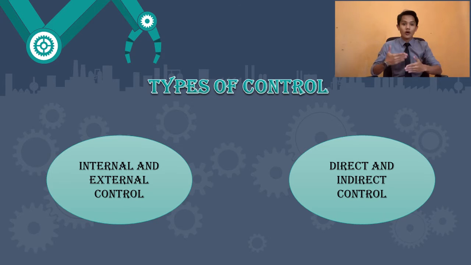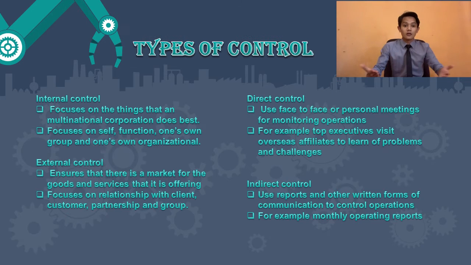There are two types of control. Firstly is internal and external control. Secondly is direct and indirect control. Internal control is focused on the things that a multinational corporation does best. Focus on self, functions, one's own group and one's own organization.